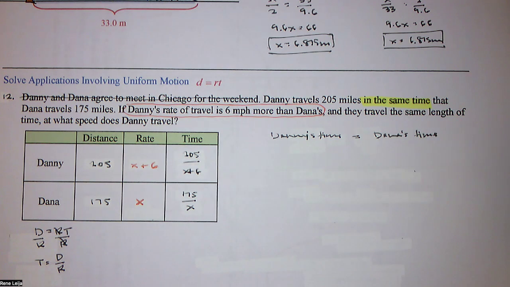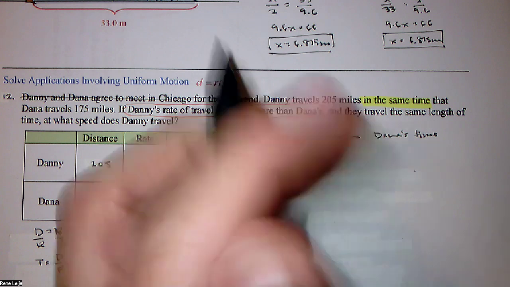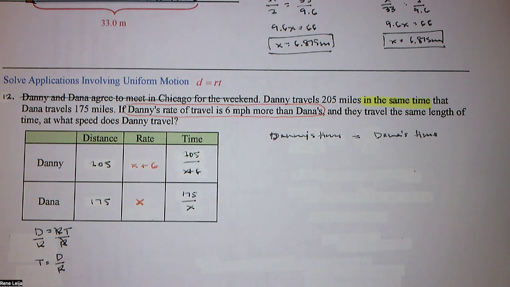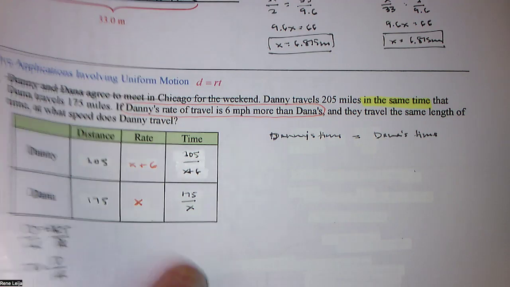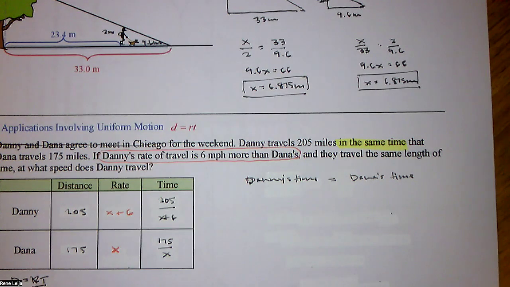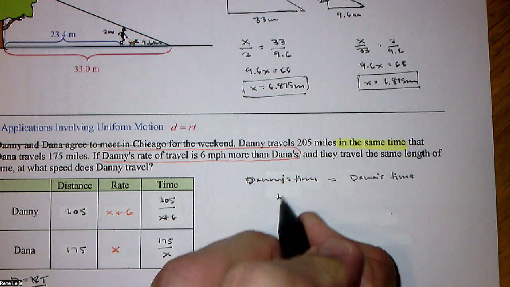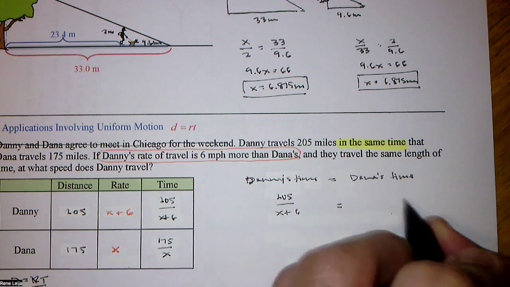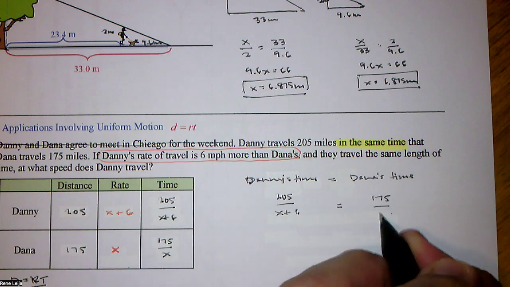Now, remember when we first started looking at word problems, one of the suggestions was that you create a verbal model. And this is why that verbal model is so important, because it can help you set up your equation in order to solve the problem. Since I know that their times have to equal each other, Danny's time is 205 over x plus 6, and that has to equal Dana's time, which is 175 over x.